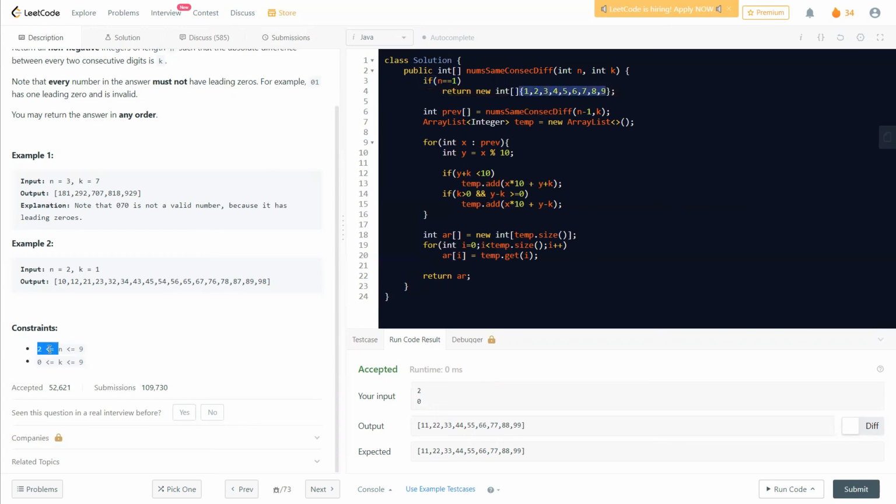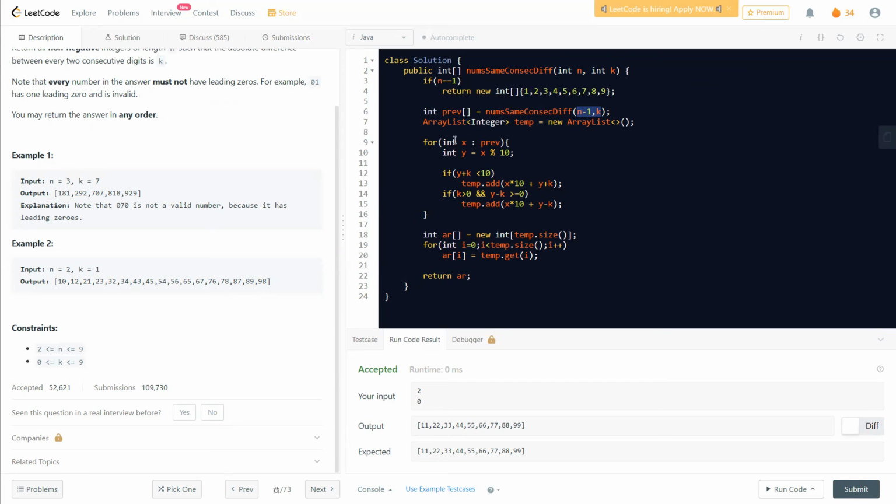But we know that n cannot be 1, so n can be minimum 2. So let's consider n is 2. So n came as 2 and this case not defined. So we simply make a recursive call to the function, where we pass n minus 1 and k. So once n becomes 1, because currently our n was 2, the previous array returned this array to our previous call, because that's a recursive return.